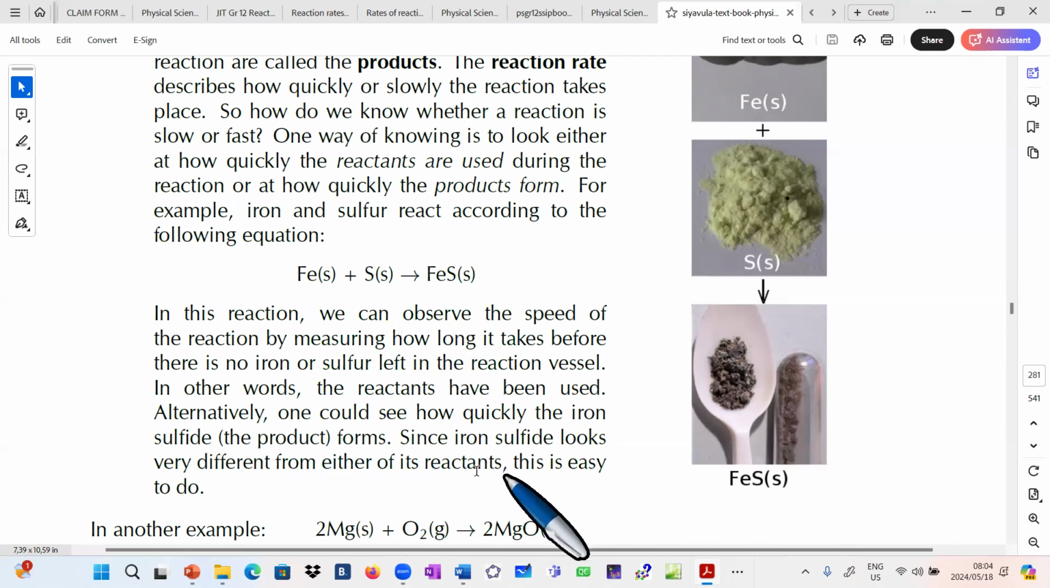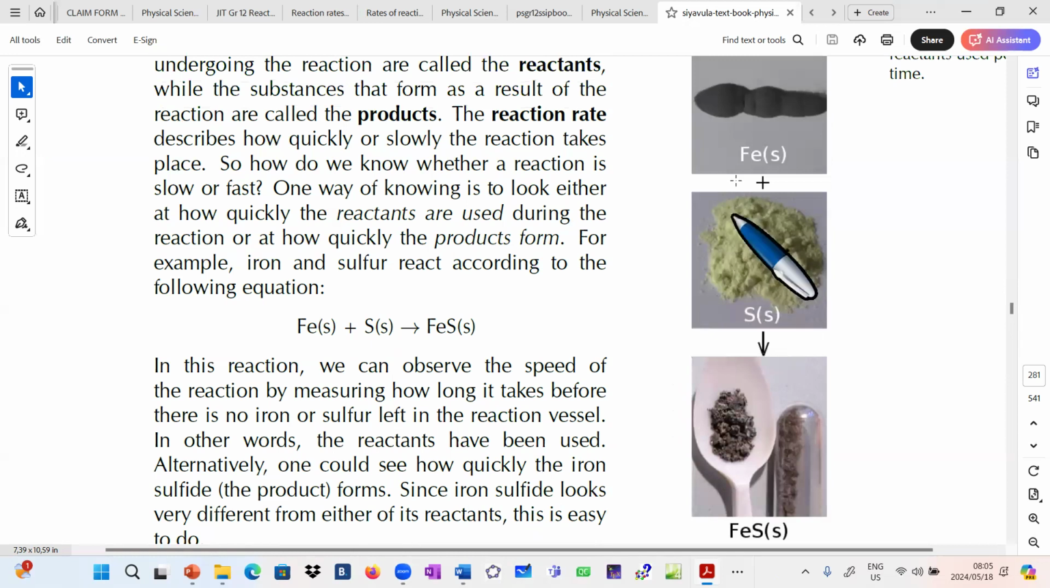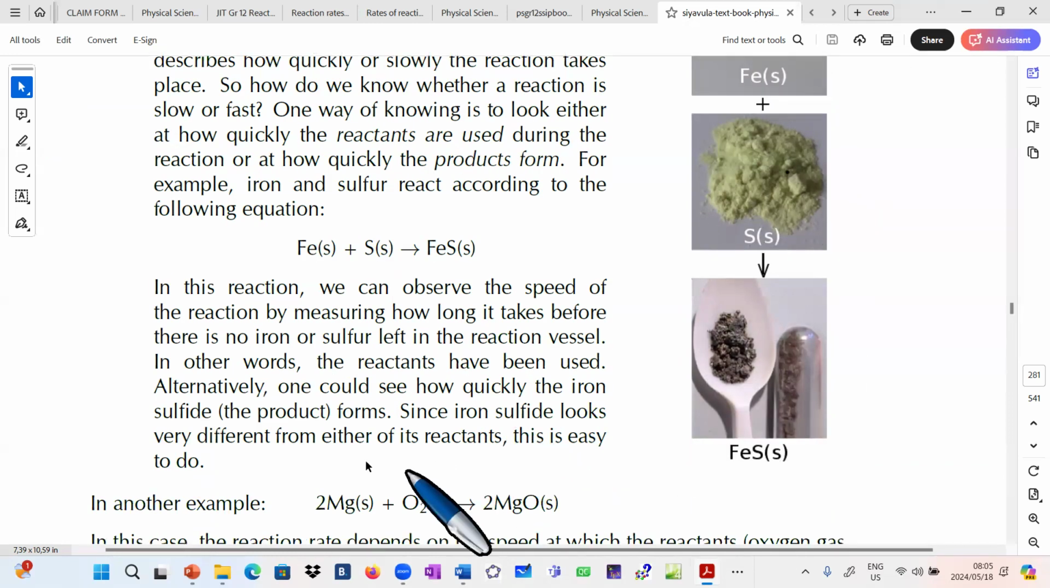Now, since iron sulfide looks very different from either of its reactants, this is easy to do. So a couple of things now. Look very carefully: here is iron, and look at its color and its appearance. You look at sulfur, and its color and its appearance. Now you look at iron sulfide and the fact that it looks very different from the iron, which is a solid, and the sulfur, which is a solid.